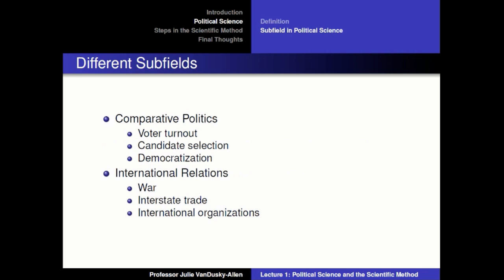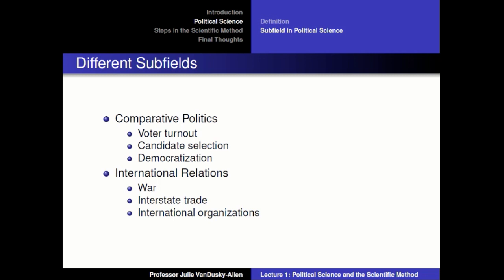There are many different types of political outcomes, and therefore there are many different subfields in political science that focus on different types of outcomes. For example, political scientists who study politics within different countries throughout the world study comparative politics. For example, some comparativists study topics such as voter turnout across countries. They try to explain why citizens in some countries are more likely to vote than citizens of other countries are.